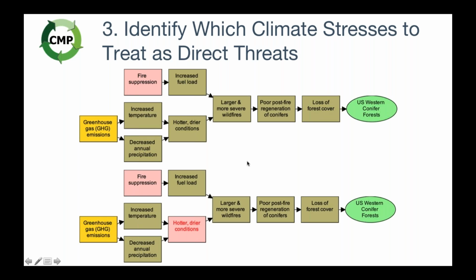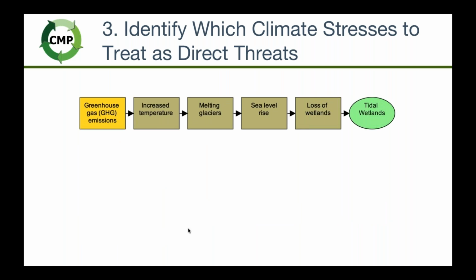So in this case, the no double counting rule applies. We would treat the hotter, drier conditions as a direct threat, along with the fire suppression. If you treated larger and more severe wildfires in this case, then you would be double counting, because you'd have the larger and more severe wildfires and the fire suppression. So, one factor that's downstream of another factor. So let me just show another example.